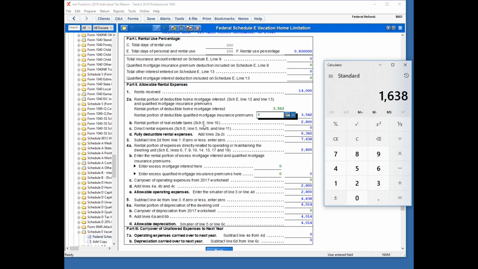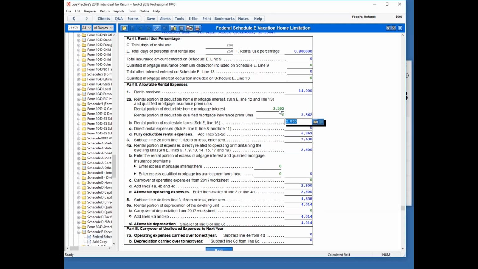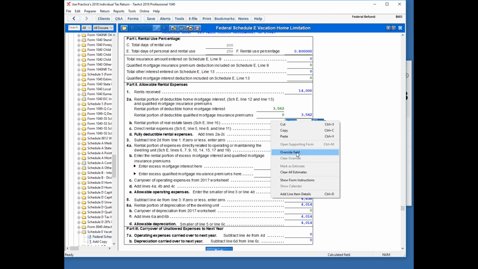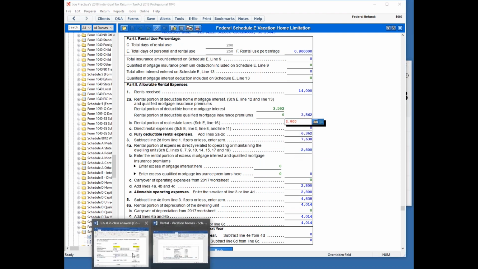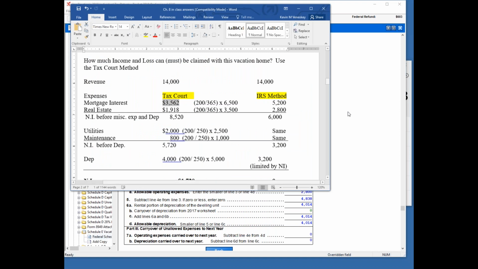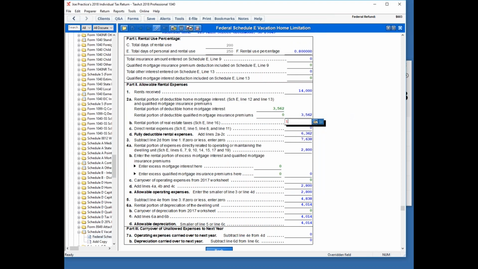The real estate taxes, it doesn't have a nice place for me to change it, unfortunately. So I have to do it here. And I have to do it as a big no-no, but this is one of the few times that I allow you to do an override. So we're going to have to override, and instead of 2800, it should be 1918. So 1918 would be the amount I put in here.